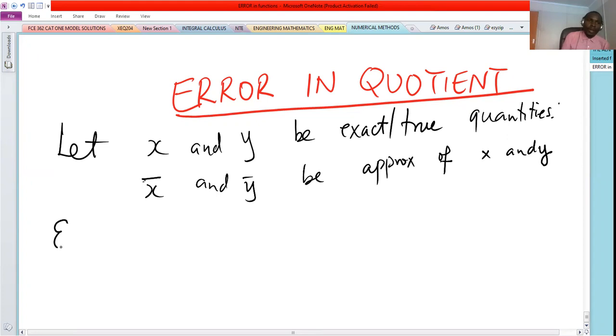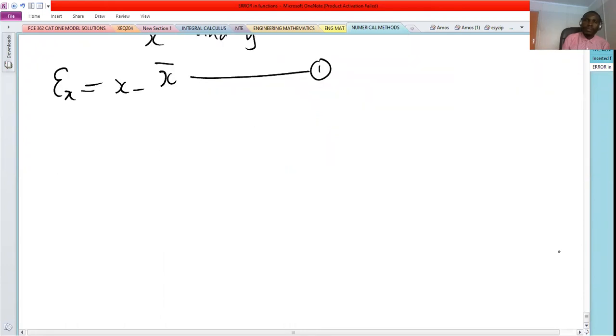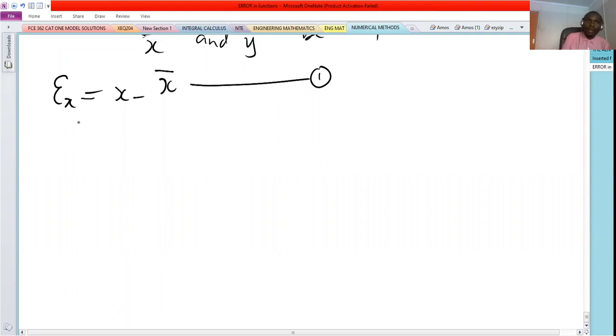So error in x will be given by x minus approximate value of x. Let's call this one equation 1. And then error in y will be given by y minus approximate value of y. Call this one equation 2.